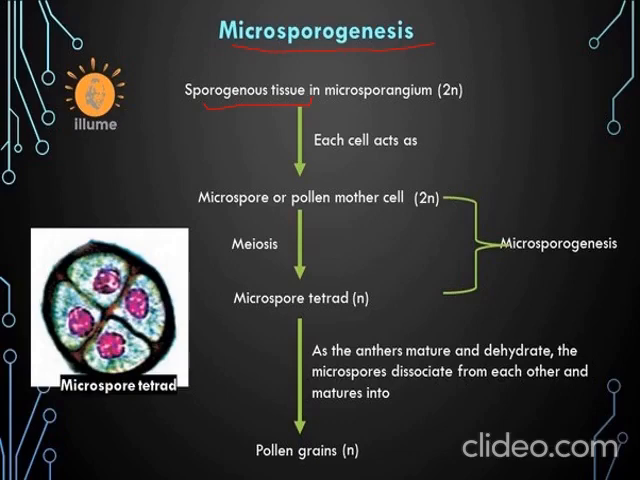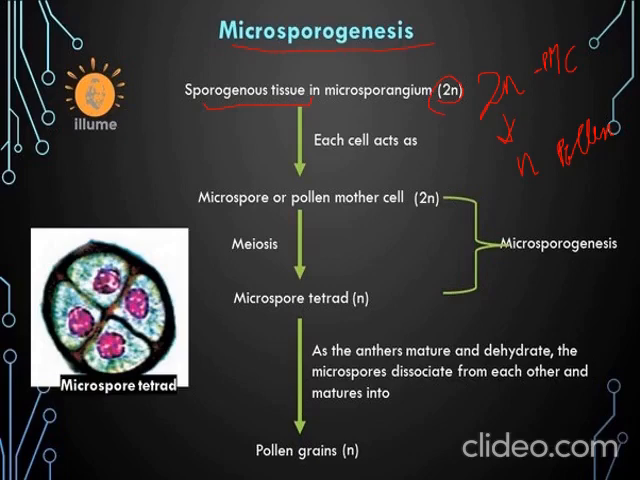If the ploidy of the sporogenous tissue is asked, you must know that it is always diploid. So microsporogenesis is a conversion from diploid to haploid: the process goes from the diploid number of cells to the haploid number of cells, meaning the PMC is diploid in nature, and the pollen that will be formed is haploid in nature.